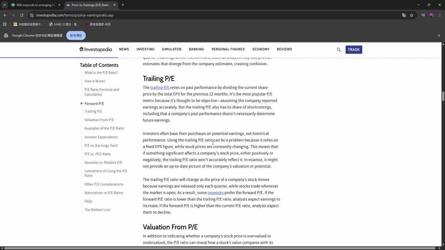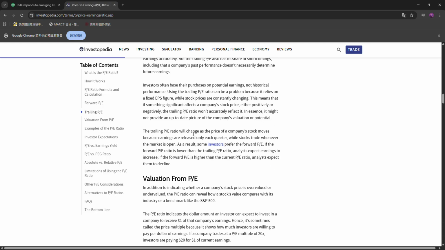Using the trailing PE ratio can be a problem because it relies on a fixed EPS figure. While stock prices are constantly changing, sometimes significant events affect the company's stock price, either positively or negatively. The trailing PE ratio won't accurately reflect it. In essence, it might not provide an up-to-date picture of the company's valuation or potential.